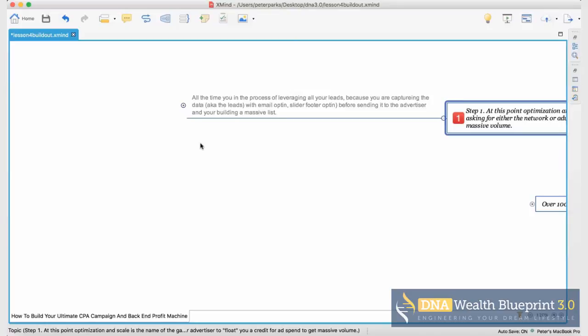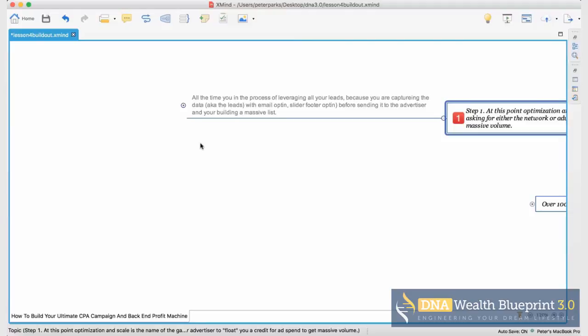You built a capture mechanism so you can capture all your leads, which means either an email opt-in on the side, a slider, or a footer, before you send the leads to the advertiser, because first and foremost you want to be able to build that list. That list is your asset. Time and time again, I've seen affiliates that just throw leads at the advertiser and don't capture that data for themselves on the front end.